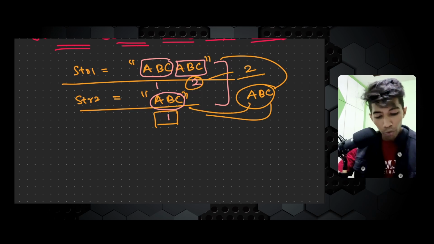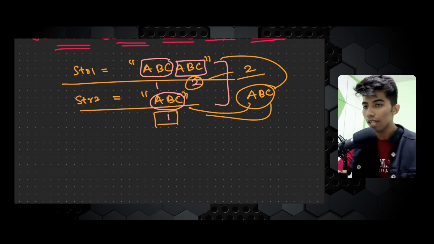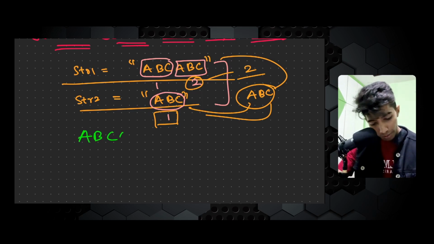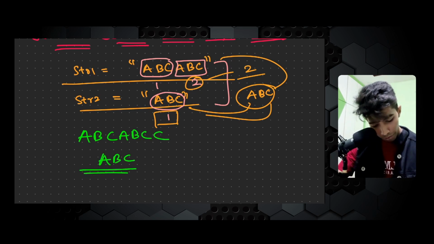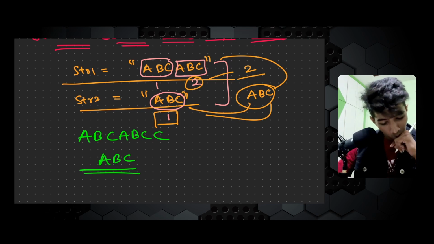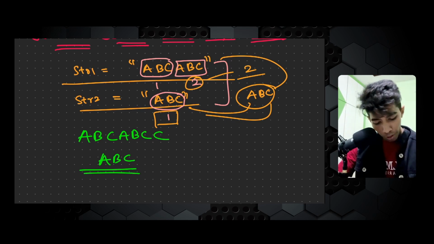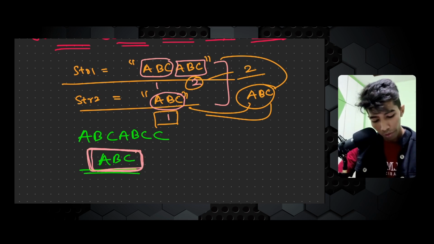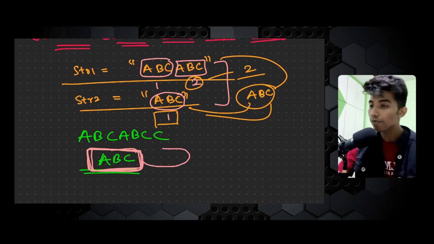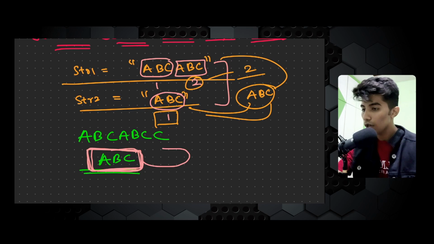But when I come to cases like this, if this is the case here and this is the ABC, then also this will be the string and this will be able to divide. Got my point, guys?